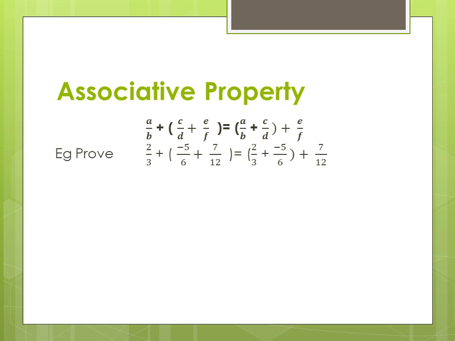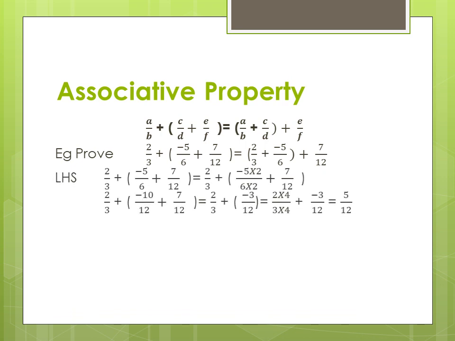Let us do the left hand side first. First we have to add these two numbers which are inside the bracket. So first thing is to take the LCM of 6 and 12. LCM is 12. To make it 12, we multiply and divide by 2. So we get minus 10 upon 12. The rest of the terms remain the same. Now both have the same denominator, so minus 10 plus 7 will give us minus 3. And here again we have 12 and here 3. LCM is 12. To make it 12, we multiply and divide by 4. We get the final answer as 5 by 12.